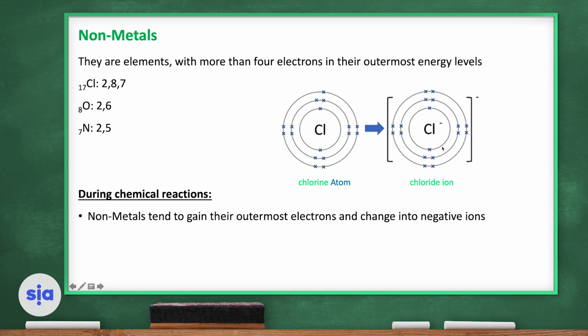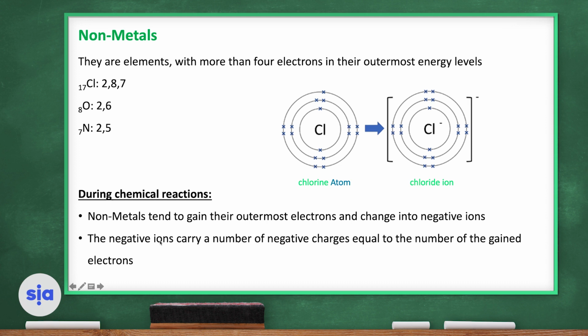Then the electrons become more than the protons. That's why it acquires a negative sign. And the chloride ion carries a number of negative charges equal to the number of gained electrons. They gain 1 electron, so they acquire 1 negative charge.